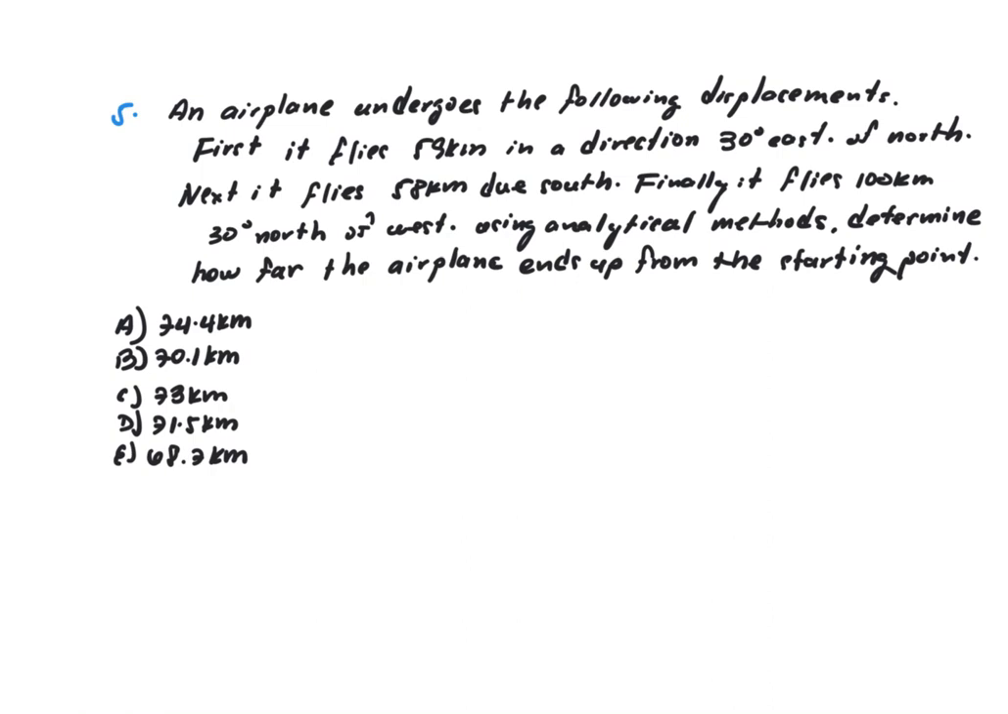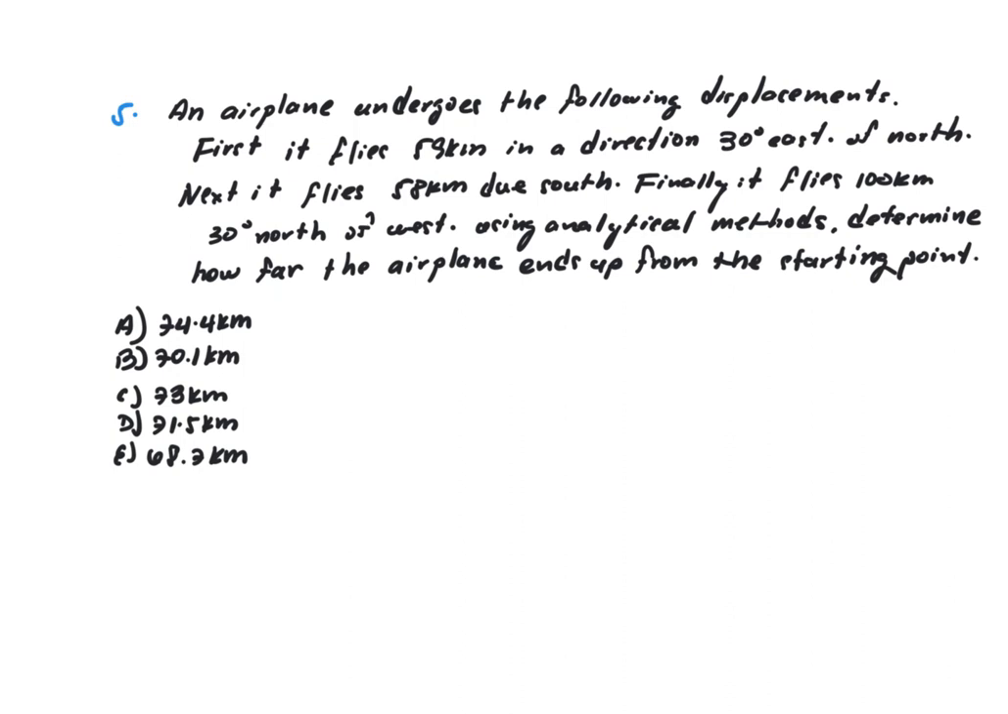Okay, guys, so moving on to question 5 of work for the study plan, chapter 1. Question 1 says an airplane undergoes the following displacements. First, it flies 59 kilometers in a direction of 30 degrees east of north. Next, it flies 58 kilometers due south. Finally, it flies 100 kilometers 30 degrees north of west. Using analytical methods, determine how far the airplane ends up from the starting point.